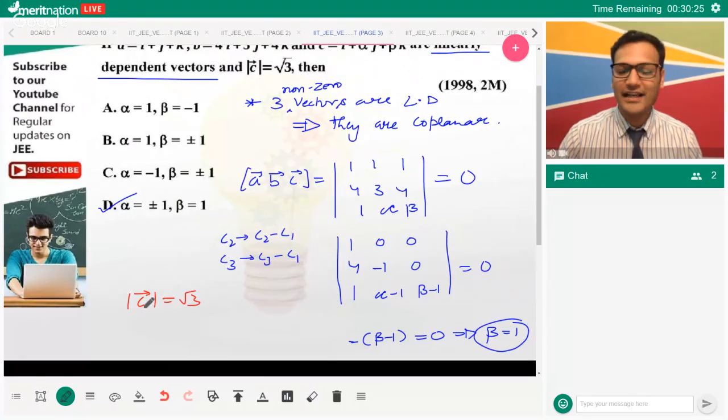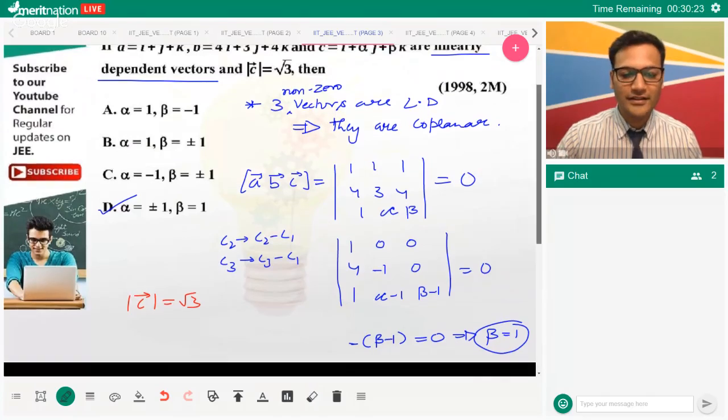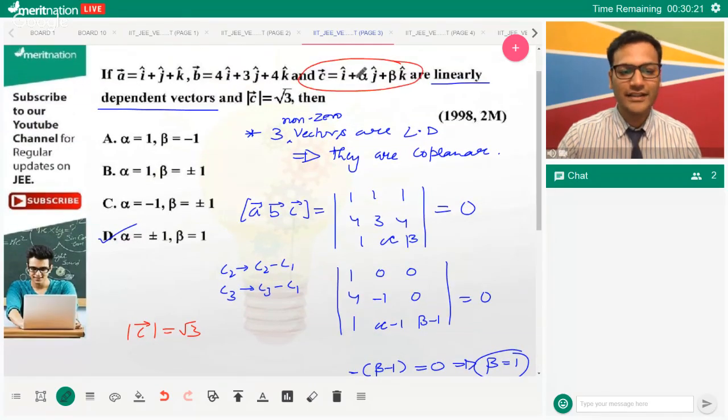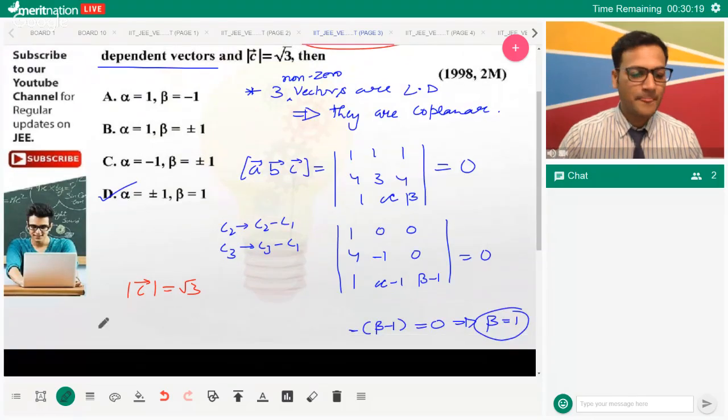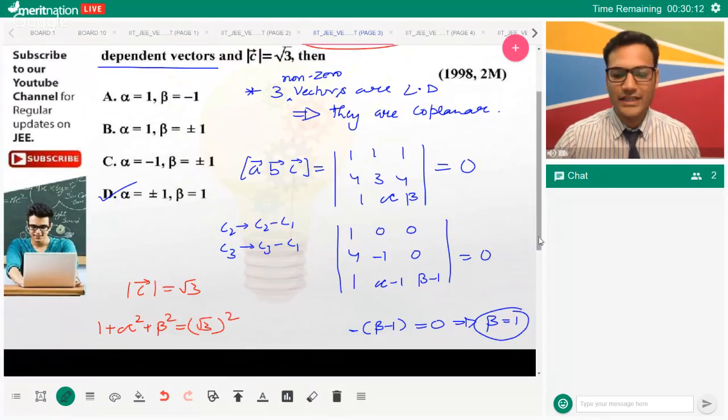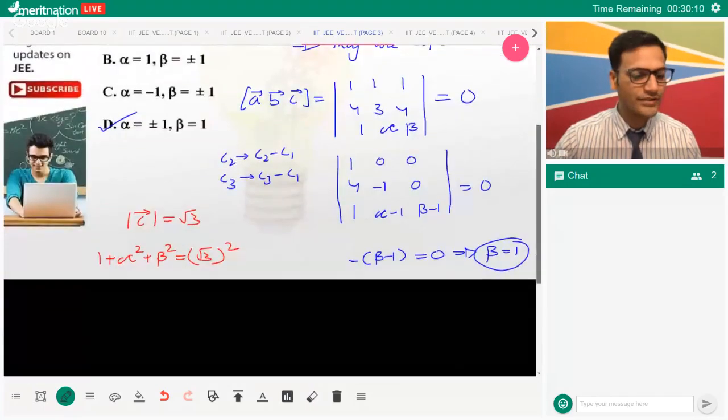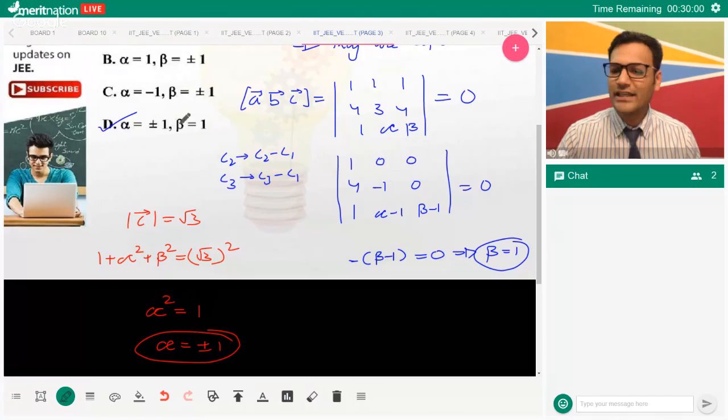We know about it. And the magnitude of the third vector, vector C, can be written as 1 plus alpha square plus beta square, which is root 3 whole squared. Just taken square on both the sides. I hope I've mentioned it correctly. Yes, we already know what is beta. Beta is 1. So we can calculate the value of alpha square: 3 minus 2, that is 1. Hence, alpha turns out to be plus minus 1. We have already got our answer, though. We can sort of mark it directly.